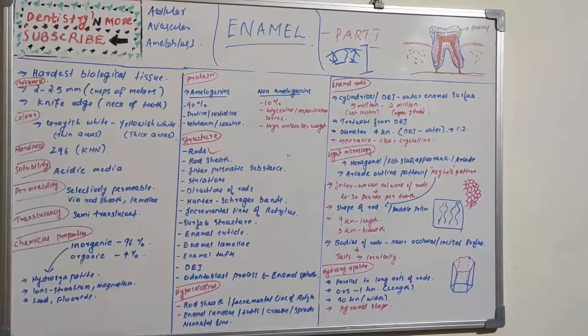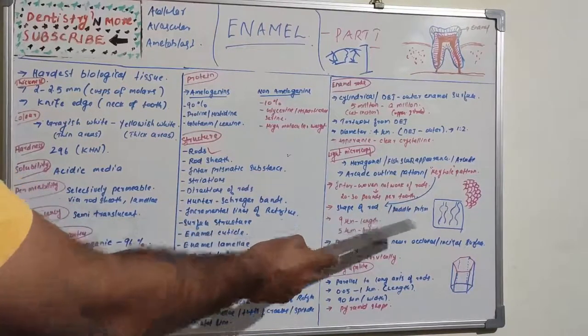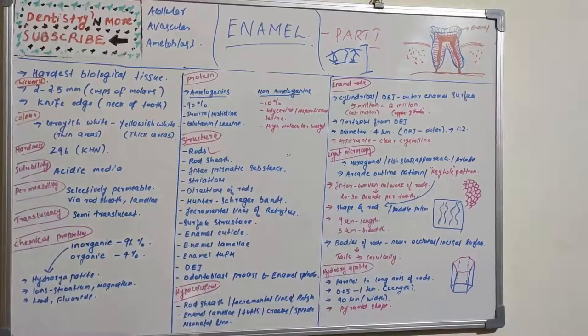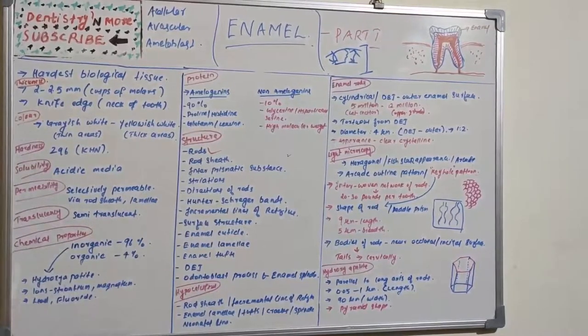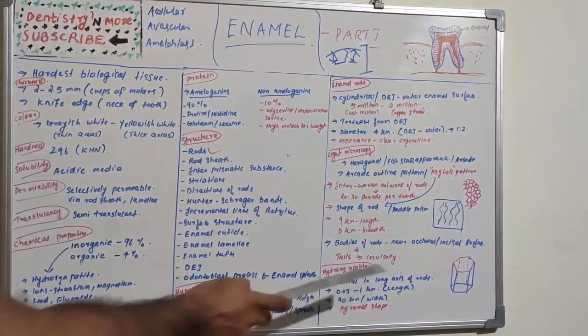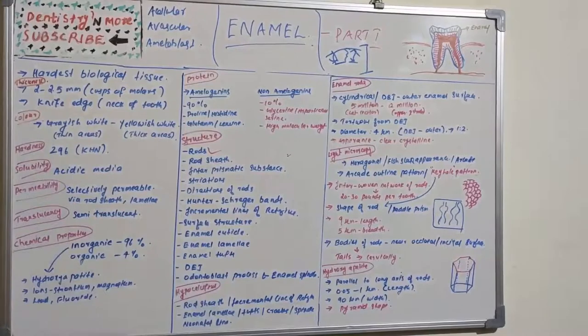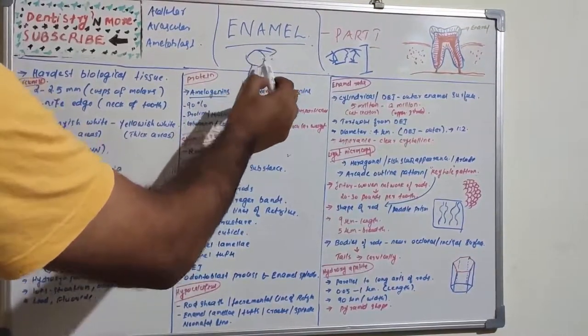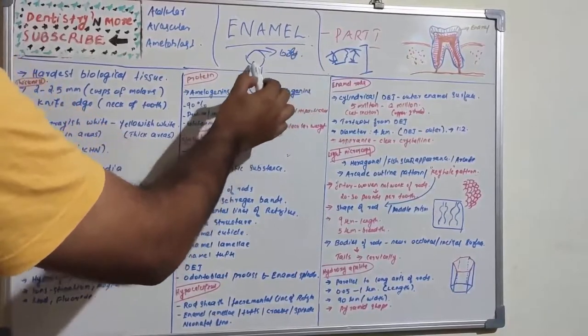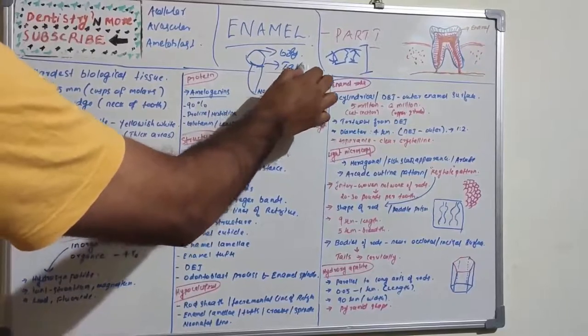This ultrastructural or electron microscopic view gives the keyhole, also known as paddle shaped prisms, which are 9 micrometer in length and 5 micrometer in breadth. So we are talking about enamel rods. The bodies of these rods are always seen near the occlusal or incisal surface, and the tails will be at the cervical area. So in a tooth, at the occlusal surface there will be the body of the enamel rod, and at the cervical area, there will be the tail of the enamel rod.